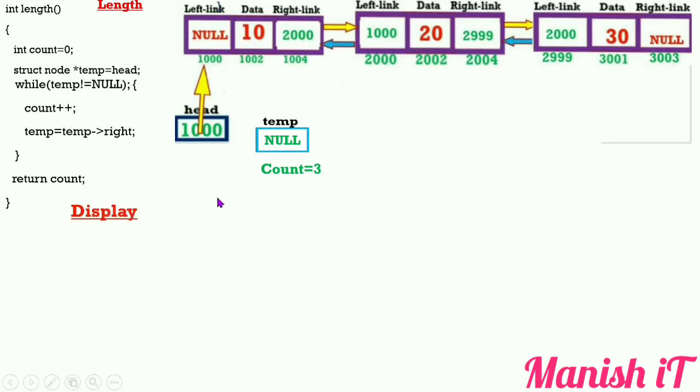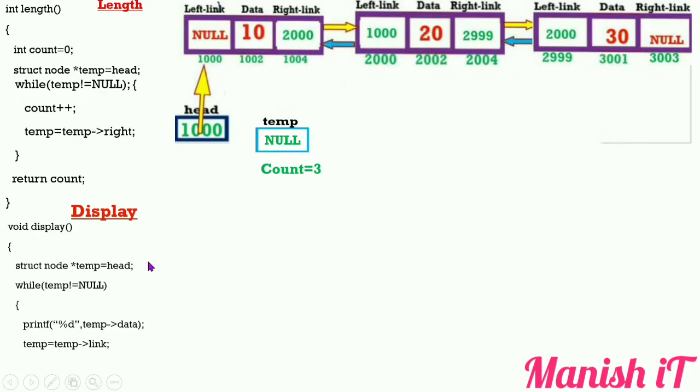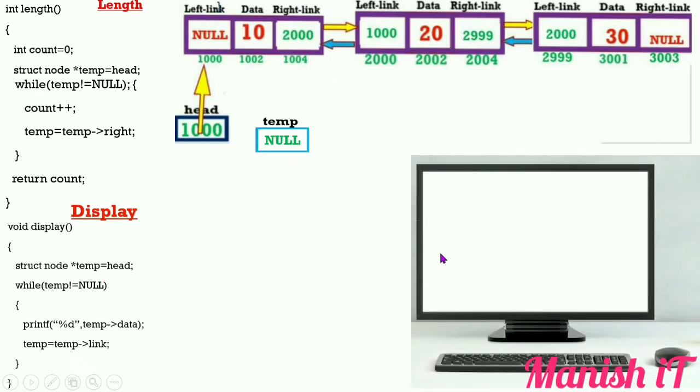Now I am going to discuss the display function. First I declare how to write our function, then I explain it. Initially I have declared a temp variable that is initialized with head, and you can see it on the console screen. Now I have written a while loop with the same condition.